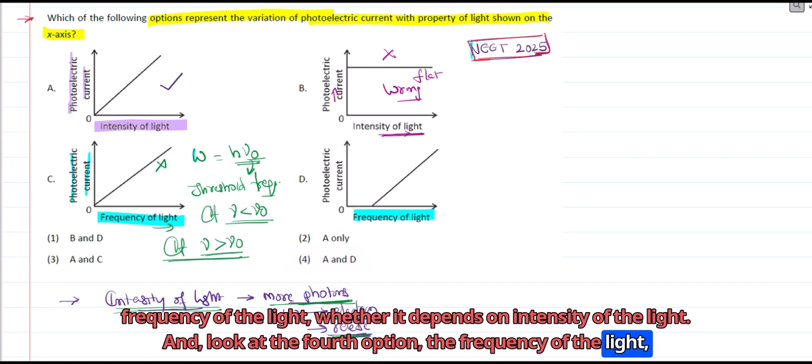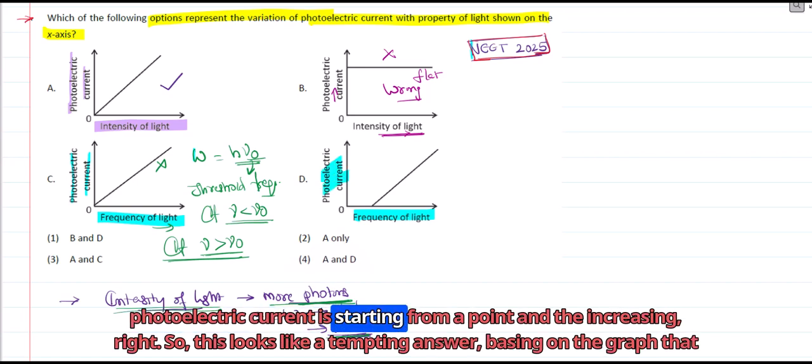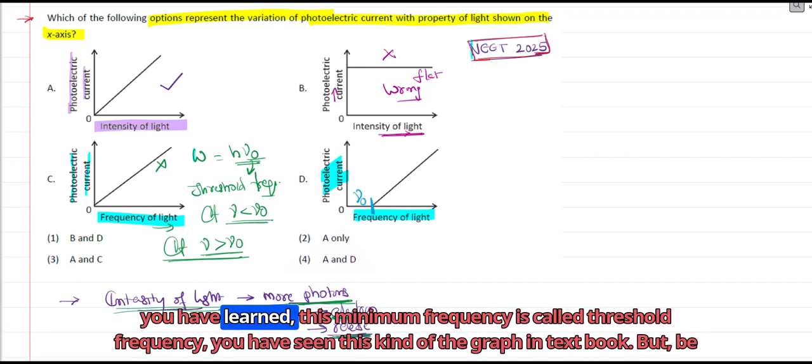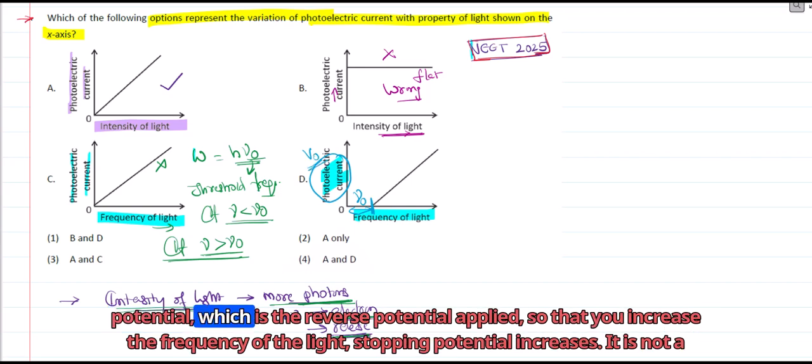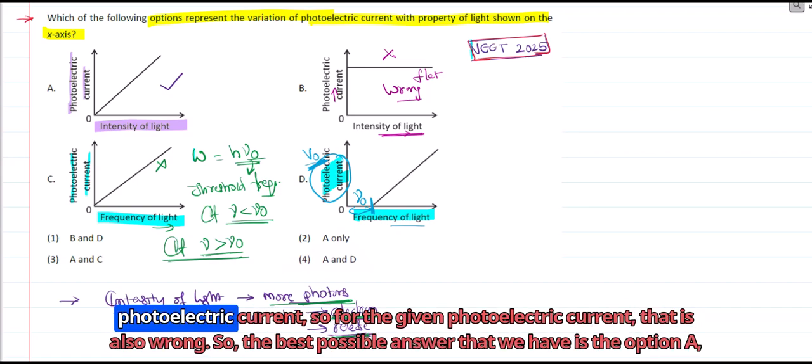With the frequency of the light, photoelectric current is starting from a point and increasing, right? So this looks like a tempting answer basing on the graphs that you have learned. This minimum frequency is called threshold frequency. You have seen this kind of graph in textbook, but be careful. What you have seen on the y-axis is not a photoelectric current. Rather it is a potential, right? It is a stopping potential. It's the reverse potential applied, so that as you increase the frequency of the light, stopping potential increases. It's not the photoelectric current. So for the given photoelectric current, that is also wrong.